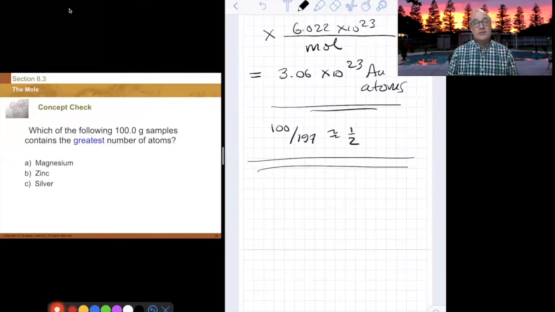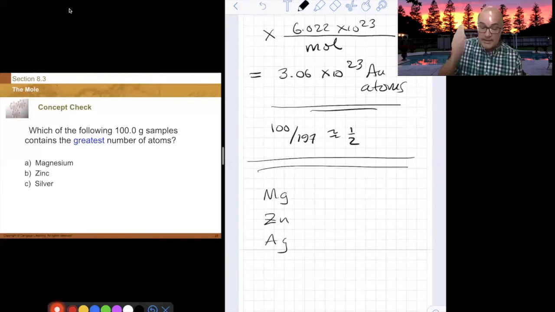Now, here's a little bit different question, right? Which of the following 100-gram samples contains the greatest number of atoms? How do we do this problem? Before we start, let's write down what we have: magnesium, zinc, and silver. And let's write down their molar mass in grams per mole.